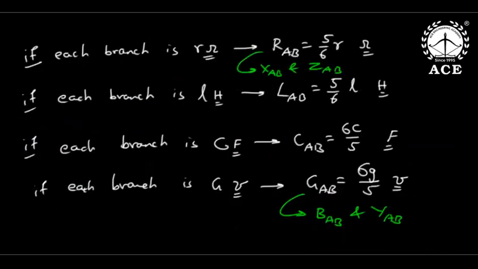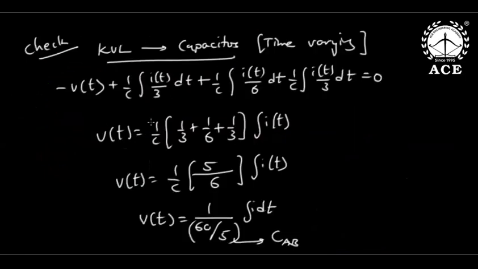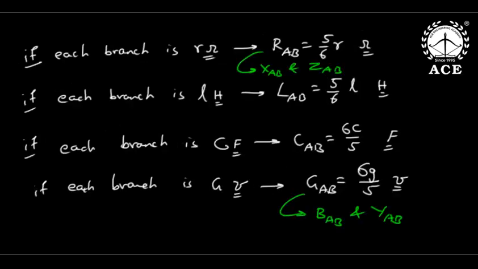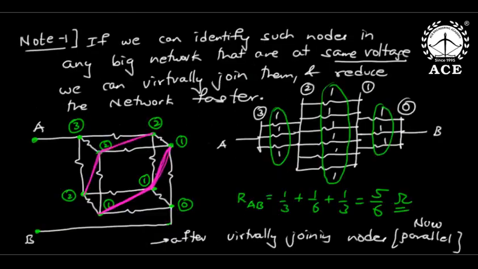Once I got that, I extended further: where all branch resistance is R, then it is 5 by 6 R, or branch inductance L, 5 by 6 L. For all branch capacitance C, this is the KVL for capacitance. From that I got 6C by 5. Conductance, then reactance, impedance, same formula, susceptance and admittance. Then I extended to exclusive properties of symmetrical networks.